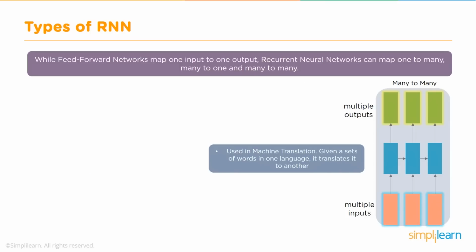Then we have many to many. So what is an example of this? Let's say you want to do some translation. So how do you do a translation? You feed in a sentence maybe in a particular language, English, and then you want a sentence in another language. So there are multiple inputs. One sentence can consist of multiple words, and the output also is a sentence consisting of multiple words.